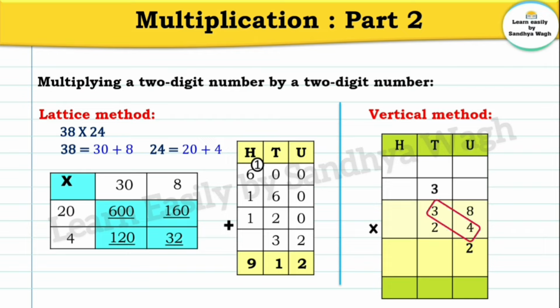Now let us multiply 3 by 4. So 3 4s are 12. 12 plus 3, 13, 14, 15. 15 tens means 150. So we will write 5 in the tens place and 1 in the hundreds place.